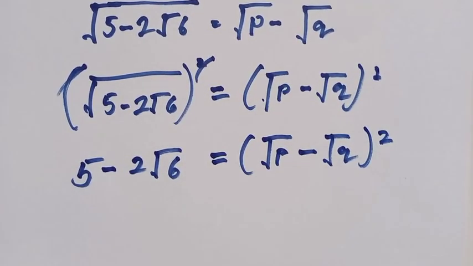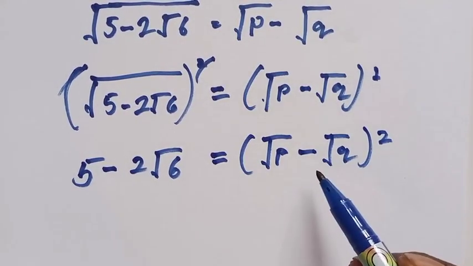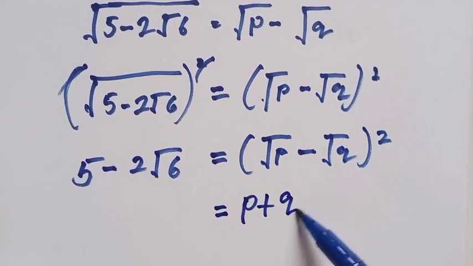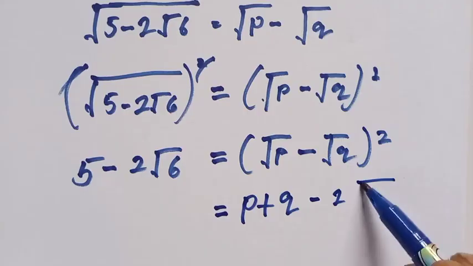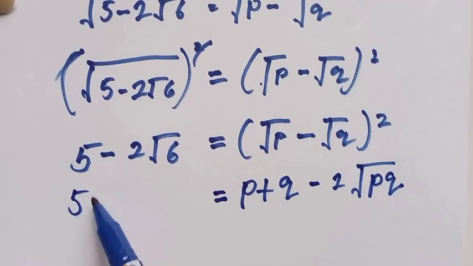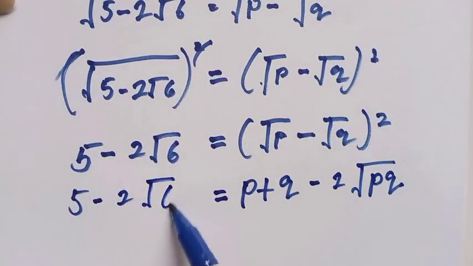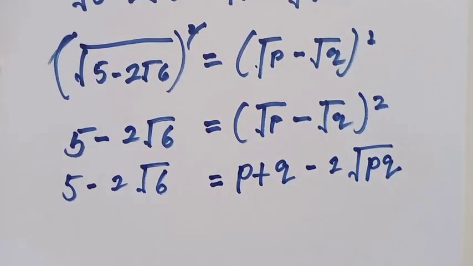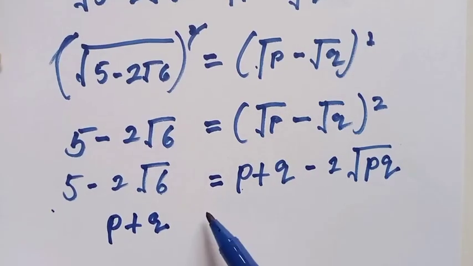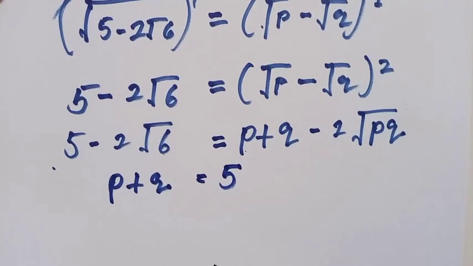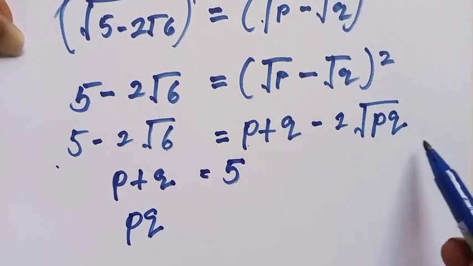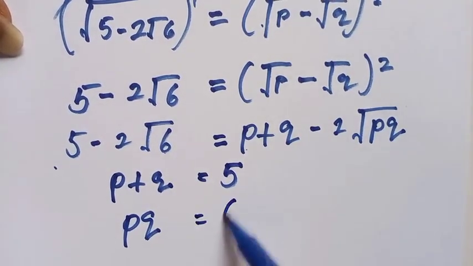And from our workings, we've already established that root p minus root q squared is equivalent to p plus q minus 2 root pq. From here, if we compare both sides, p plus q will be equal to 5, and then pq, comparing with this, will be equal to 6.